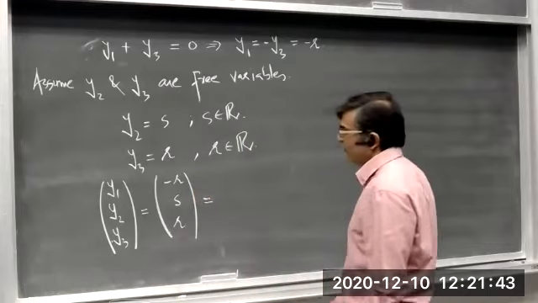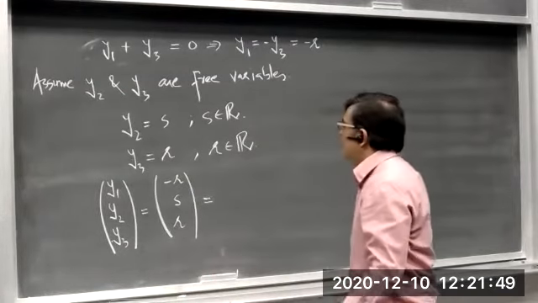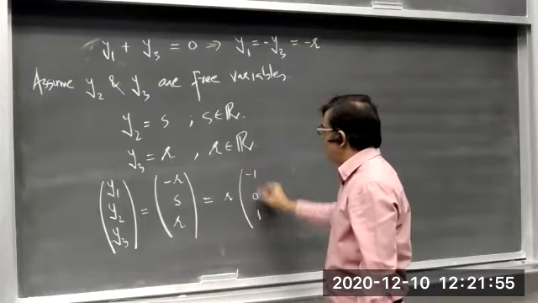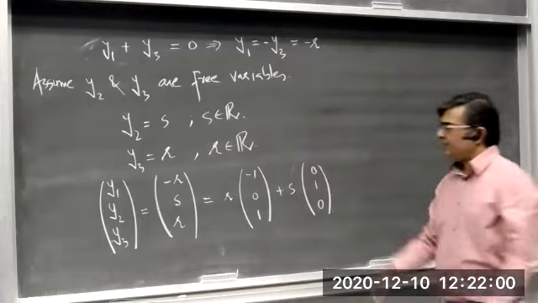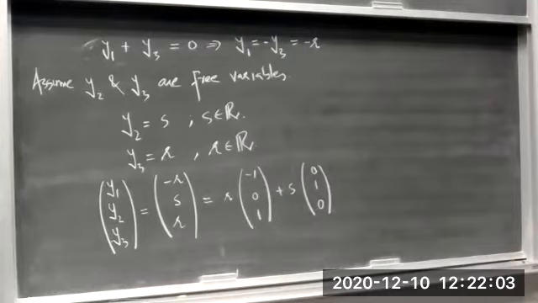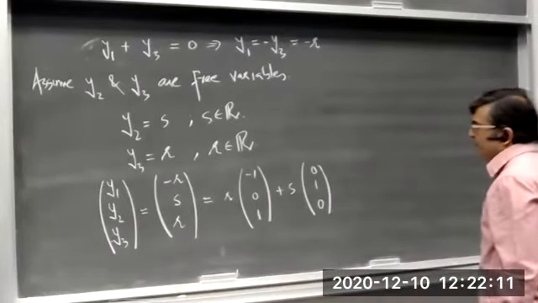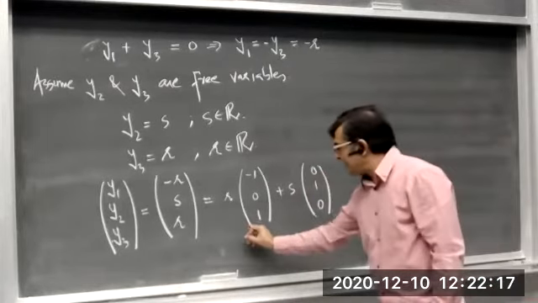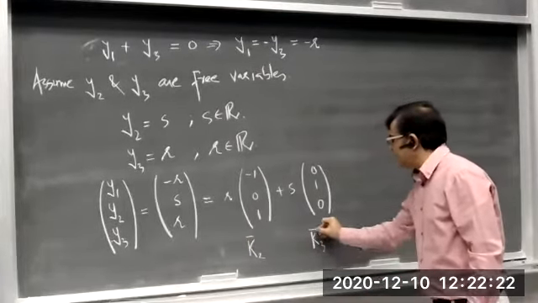Now, taking common the free variables here, how do we write this? We can take r common: -1, 0, 1, plus we can take s common: 0, 1, 0. So this is the solution. Is there any question from someone? No? Okay. Now you can see that we obtain two eigenvectors. You can call this one K2 vector and this one K3 vector.